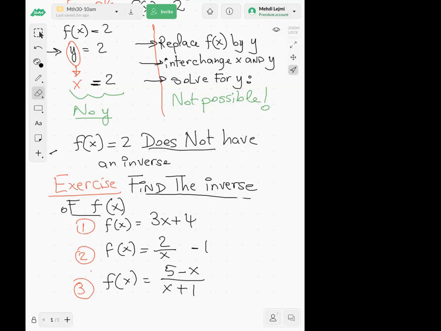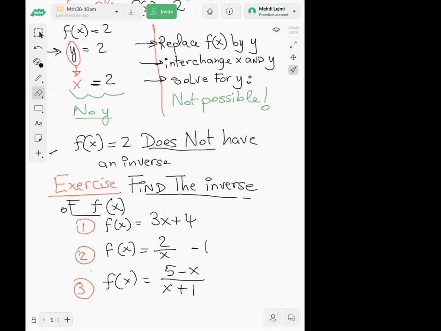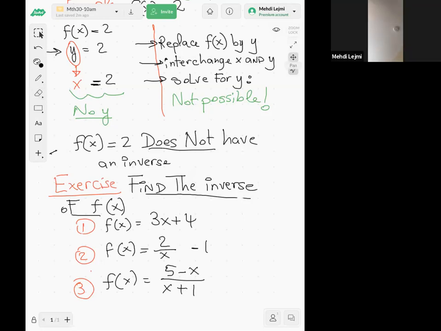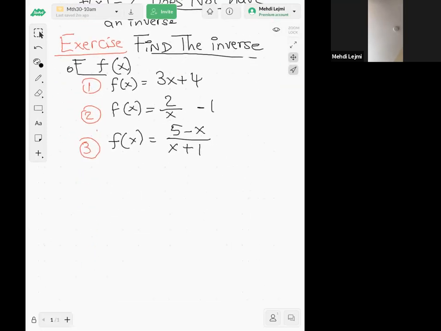Hey, Professor, do you think we should go over number 3 first? I'm just confused with the cross multiplication. Yeah, we have like 5 minutes. So I'm going to go over number 3 first.